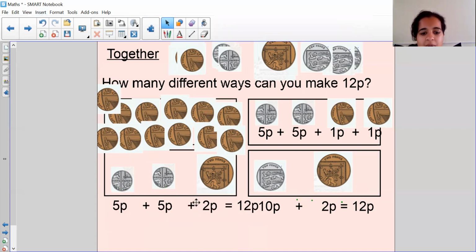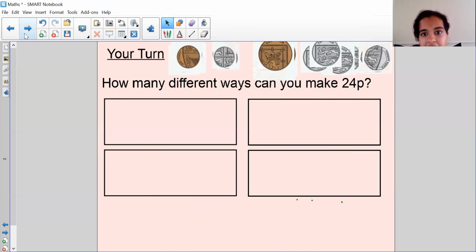All right, super. Well done, year 1 and year 2. I hope you've been following along with that, because now it's your turn. You've got a tricky one. Can you make 24p? Can you make 24p? All right, now it's your go.